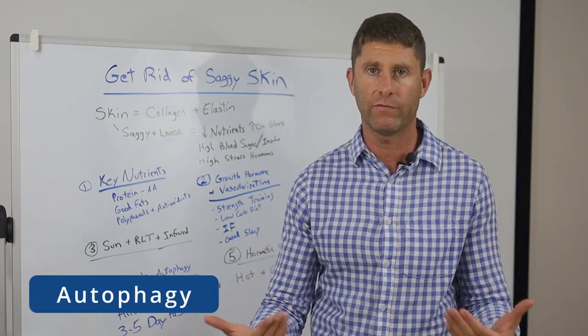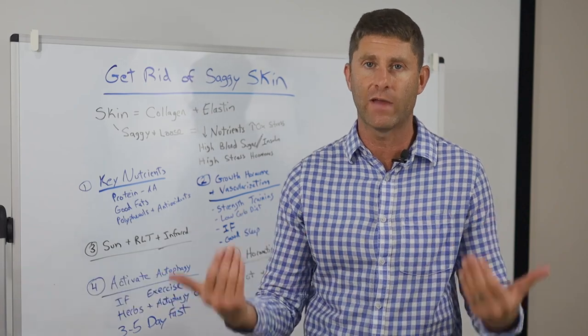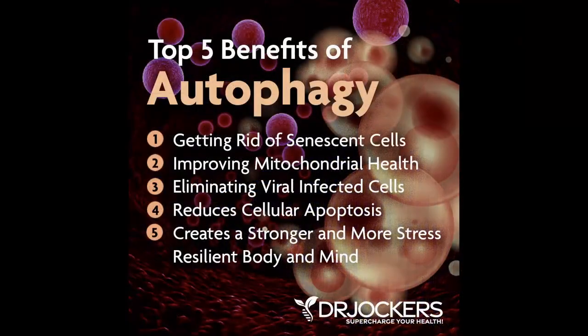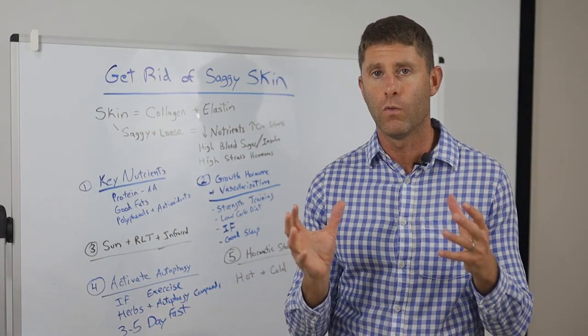Something we call autophagy. Autophagy is this natural mechanism where our body will break down older, damaged cellular organelles and damaged cells as well, and replace them with new healthy cellular organelles, new healthy mitochondria, new healthy proteins, and also new healthy cells. And so we're going to go through what this looks like.